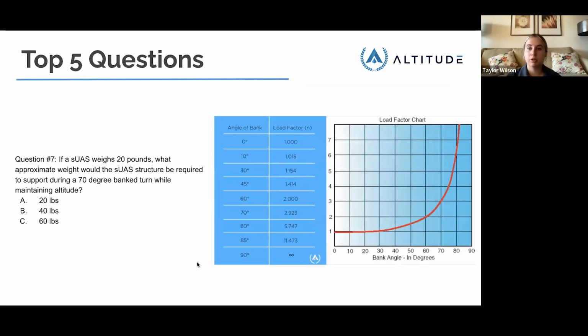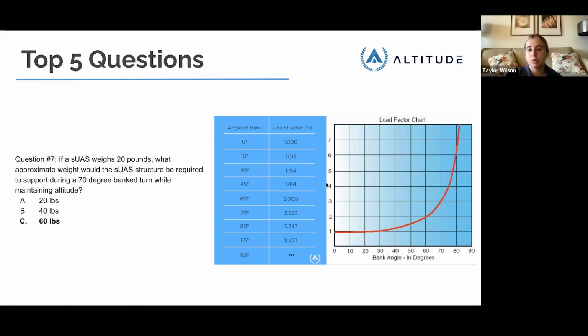All right, back to our load factor chart. If a small UAS weighs 20 pounds, what approximate weight would that small UAS structure be required to support during a 70-degree bank turn while maintaining altitude? It's either 20, 40, or 60 pounds. You guys are killing it with the answers. Our answer here is C, 60 pounds.